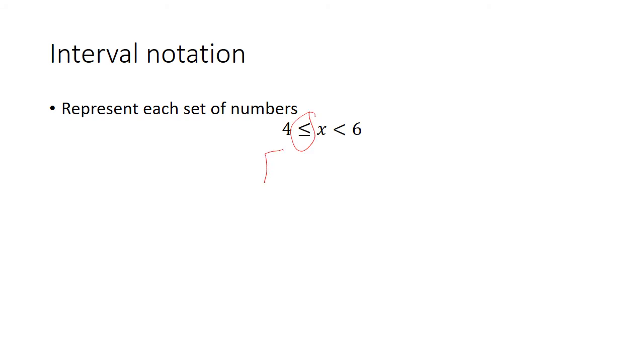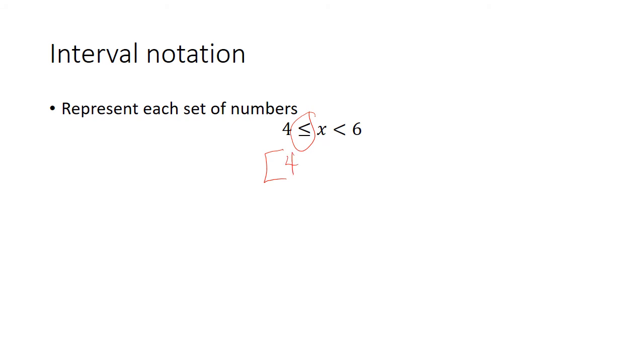So let's practice writing in interval notation. We are going to represent each set of numbers. We have an x, and our x is greater than or equal to 4, and it is less than 6. If you're looking at your sign right here, that is equal to, so we know that we need to use this kind of bracket.